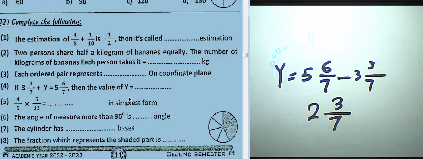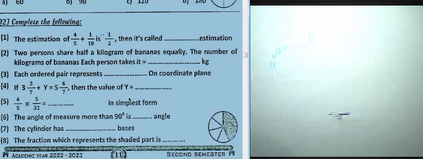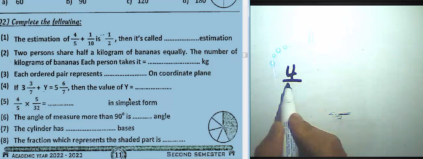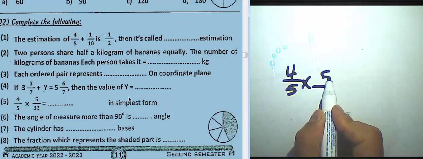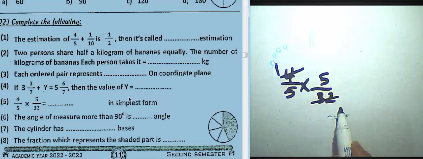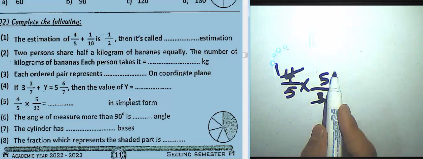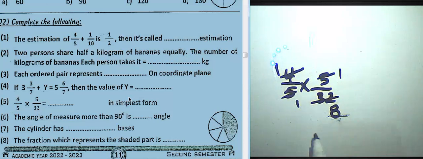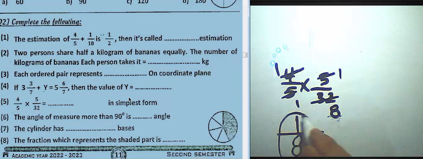4 over 5 times 5 over 32, simplify it. 4 over 5 multiplied by 5 over 32. 4 divided by 4 equals 1. 32 divided by 4 equals 8. 5 divided by 5 equals 1. 1 times 1 equals 1. 1 times 8 equals 8. Then the result will be 1 over 8.